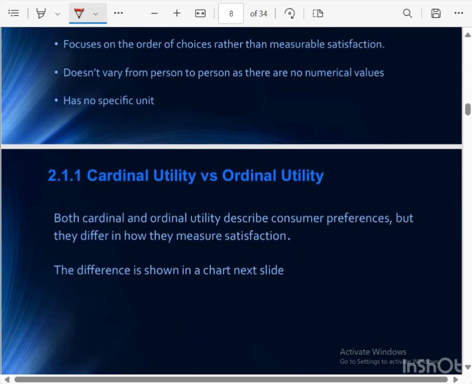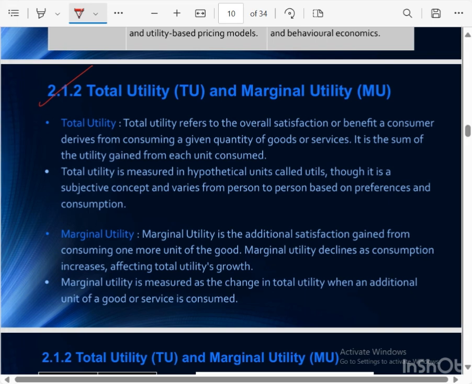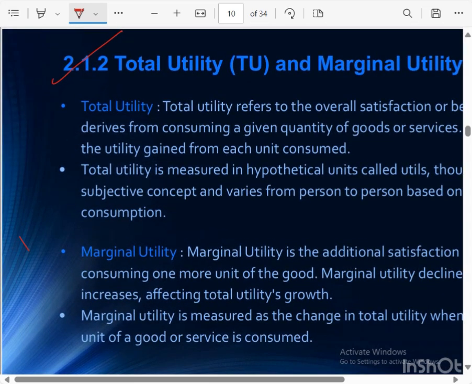Then we are going to describe total utility and marginal utility. Total utility means the total satisfaction a consumer gets from consuming a certain quantity of a good. Total utility increases as more units are consumed, but eventually reaches a maximum before decreasing. We can write a formula: total utility is equal to the summation of marginal utility.